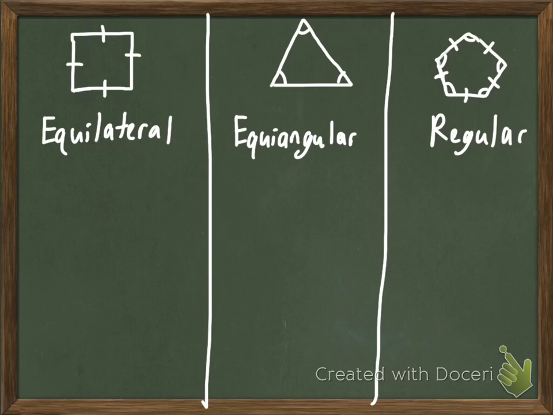Okay, and now we have three polygons. We have a quadrilateral, we have a triangle, and we have a pentagon. And I'm telling you the quadrilateral is equilateral, the triangle is equiangular, and that pentagon is regular. I'd like for you to pause the video and discuss with your group what makes the quadrilateral equilateral, what makes the triangle equiangular, and what makes that pentagon regular.